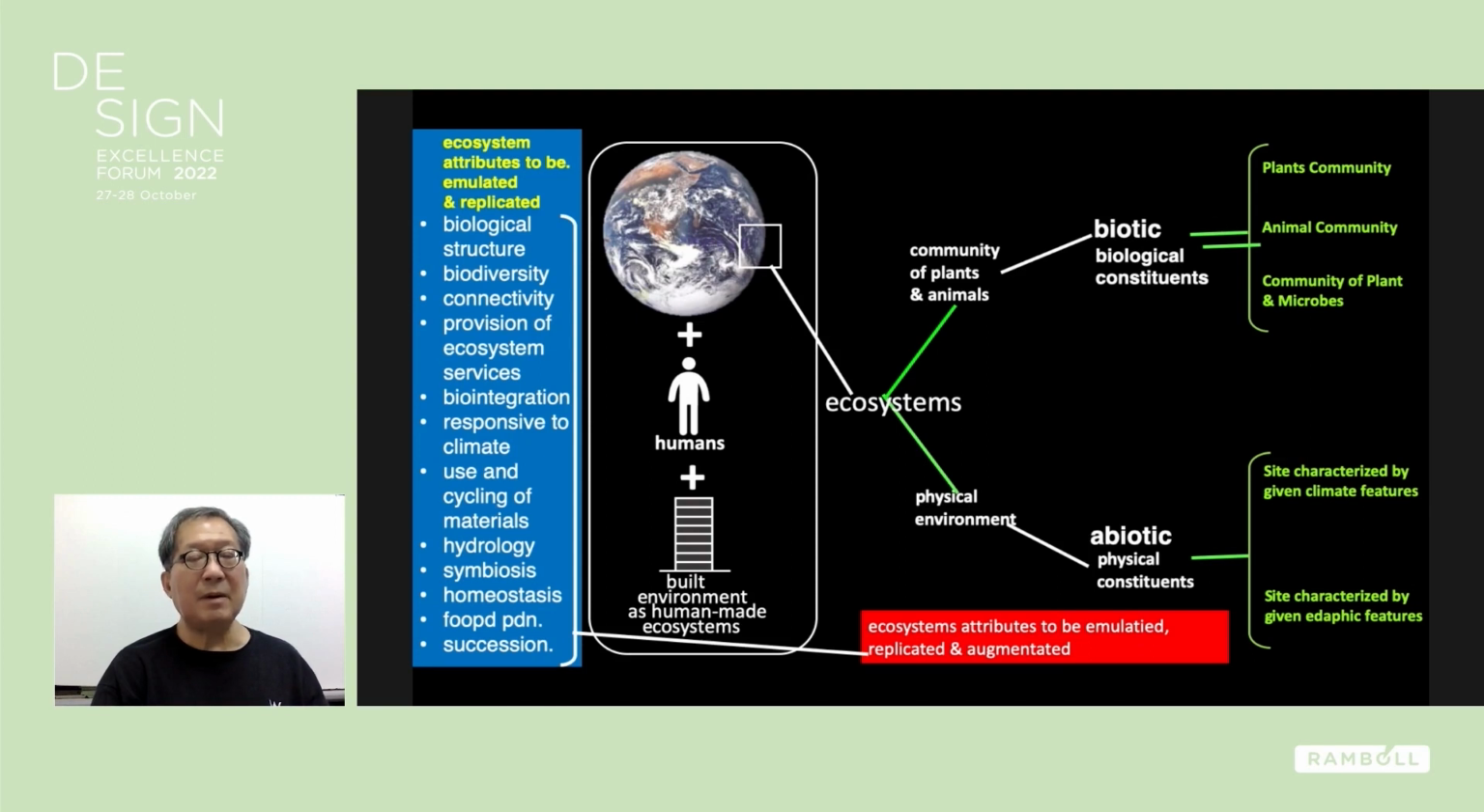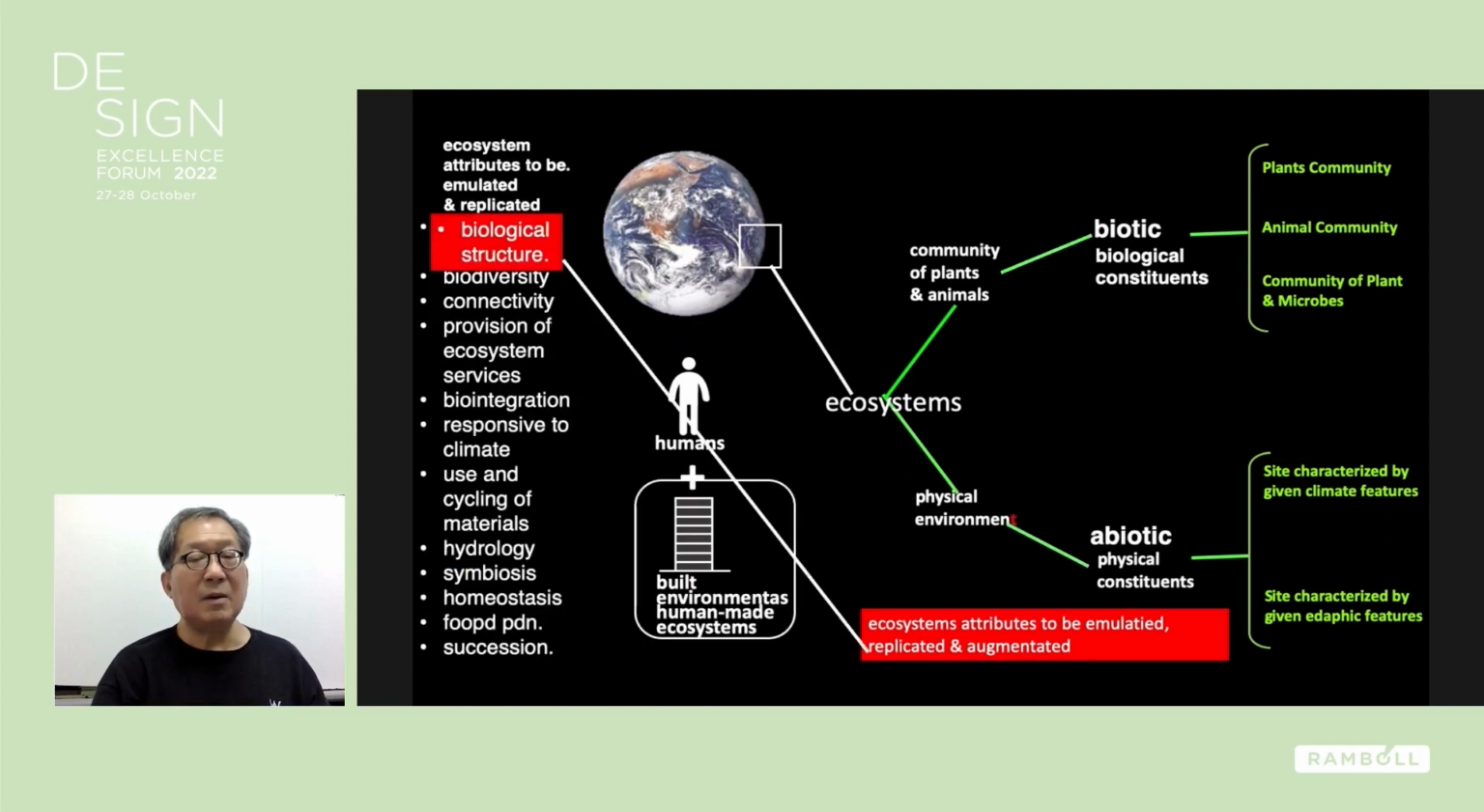but not a disparate environment as it is today. And so I started to look into each of these as properties of ecosystems to find out how we can interpret this by design. So that, in a nutshell, is what I'm trying to do in my work: how to emulate, replicate, and augment the existing built environment, and remake it so that it becomes part of the natural environment.